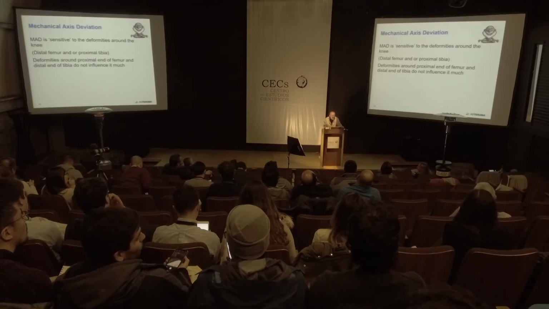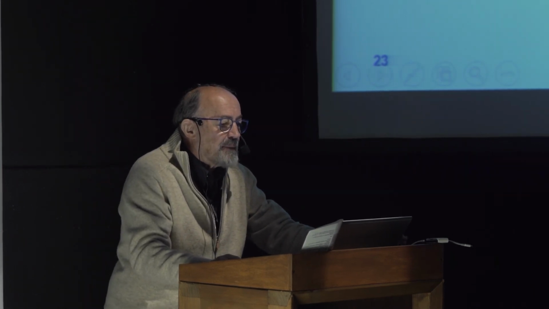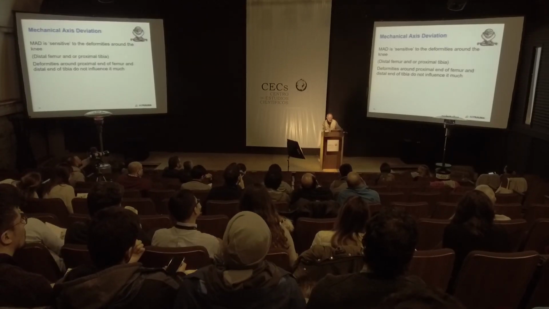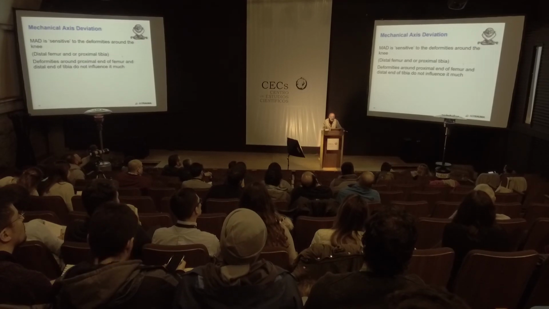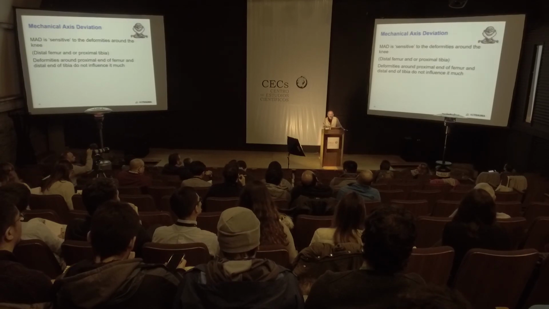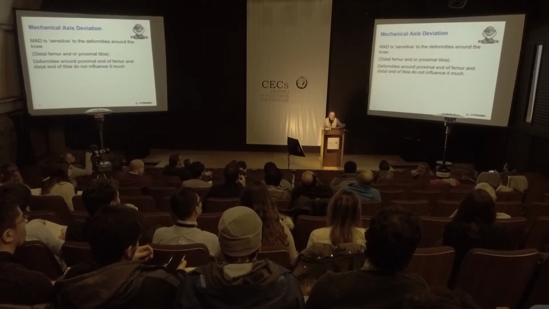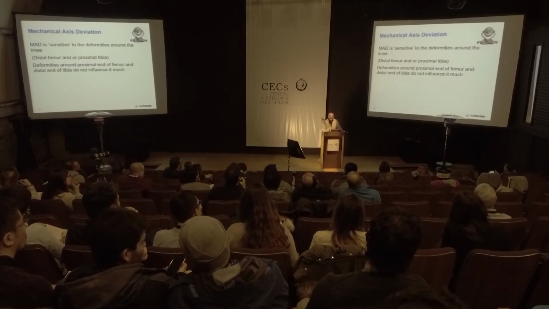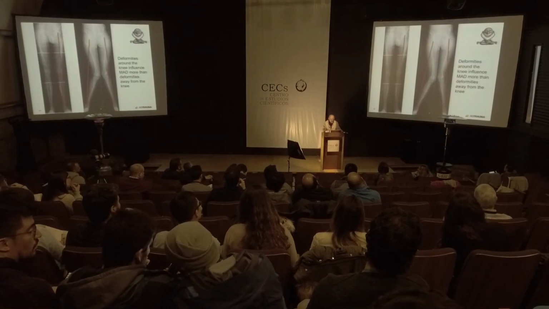So, mechanical axis deviation is sensitive to deformities around the knee especially. I see here the guru is coming, the distal femur and the proximal tibia. Because you know, the knee joint is in principle a monoplanar joint, and therefore the alignment in this joint is very, very crucial. Deformities around the proximal end of the femur and the distal end of the tibia do not influence so much, especially the hip joint. You know, the hip joint is a ball and socket joint and allows a free motion. Therefore, it's not so important.